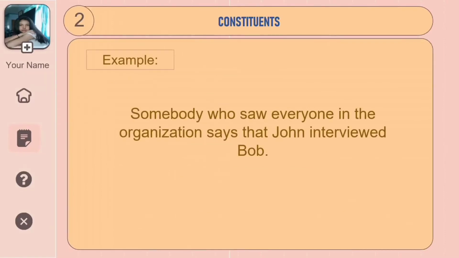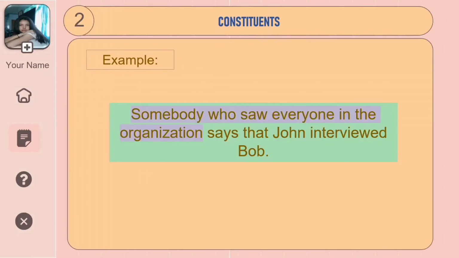So here in this sentence, "Somebody who saw everyone in the organization says that John interviewed Bob." "Somebody who saw everyone in the organization" is a unit, and it's also a constituent. How do you know it's a constituent? For one, you know that it is an independent unit. You can take this out of the sentence and it still works. But there are more objective ways of figuring out what constituents are, which we will cover later.